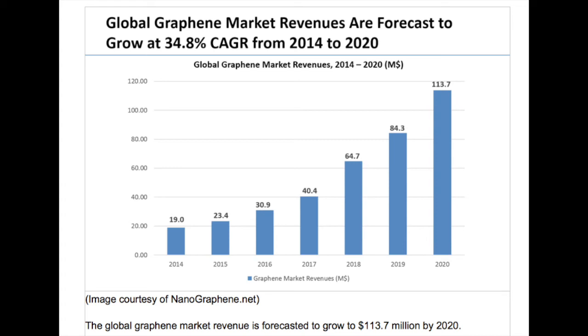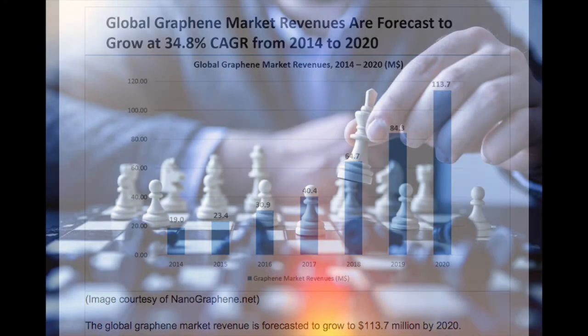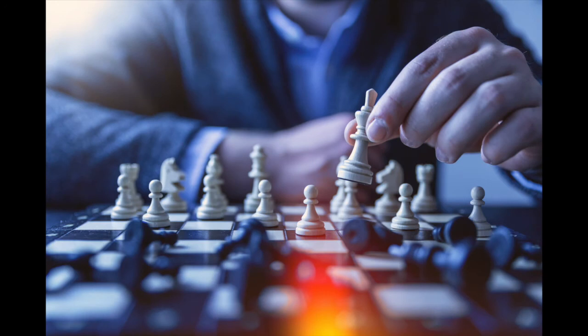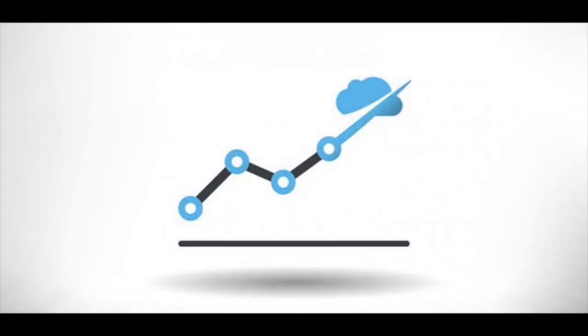Image courtesy of NanoGraphene.net. The global graphene market revenue is forecasted to grow to $113.70 million by 2020. The main graphene challenges. The first main challenge with graphene is with commercial scalability. There are also concerns with toxicity. Also described here are some application-specific challenges, such as first-cycle irreversible capacity loss in lithium-ion batteries, scalability and environmentally friendly production. The main challenge for graphene commercialization is scalability.